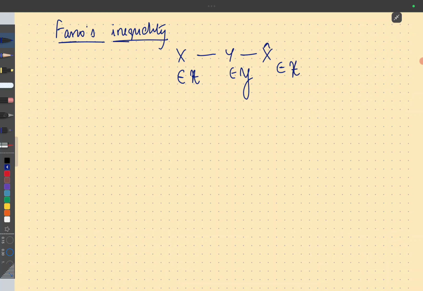Now your goal is to essentially reconstruct x to the best form possible. So the quantity that we are interested in is the probability of error, which is the probability that x hat is not equal to x. It's a very general setup. I'm just saying that x, y, x hat are random variables which are jointly distributed according to some arbitrary distribution, but x, y, x hat form a Markov chain.